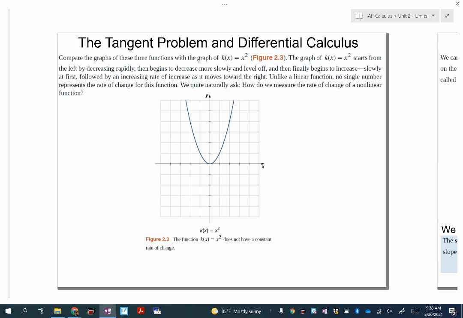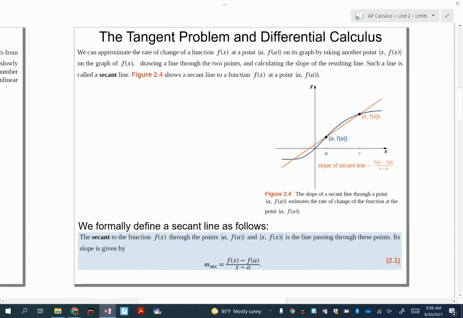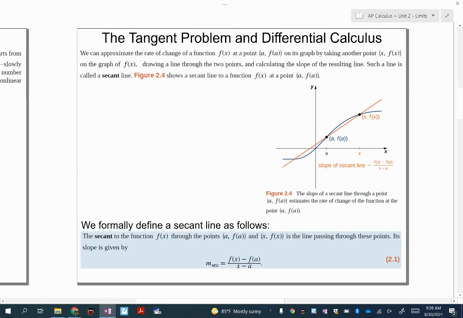Okay, so the question that we have here is, when it's not a linear function, how do we measure the rate of change? So this leads us to that first essential question of calculus, which is called the tangent problem. All right, and like I said, this is just a brief intro. We're not going to get into specifically what all this stuff means until a later unit, but just previewing what you're going to see in calculus.